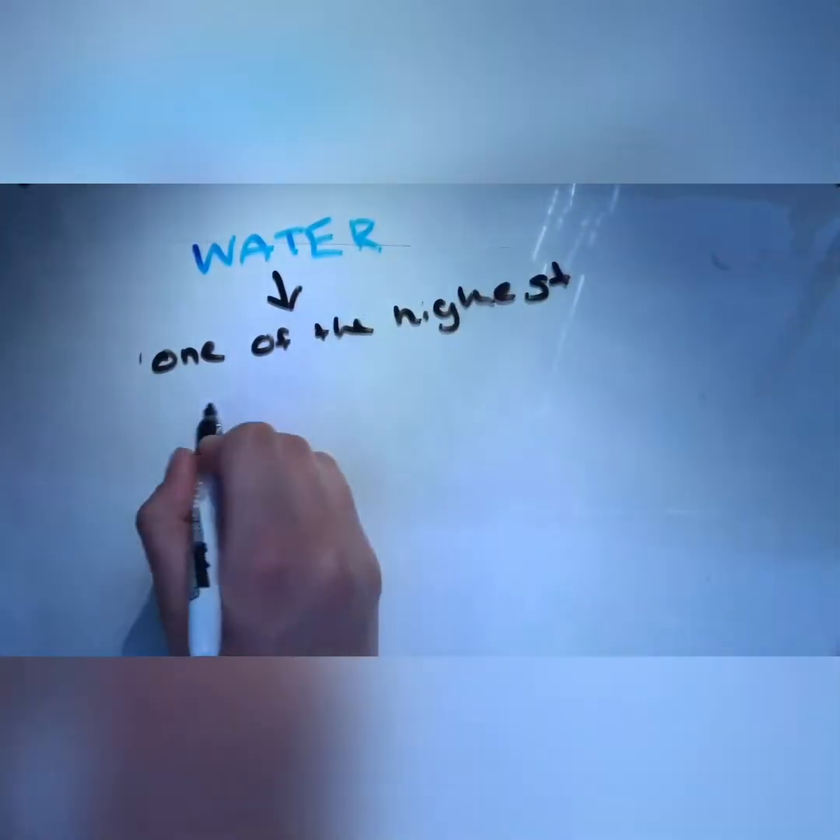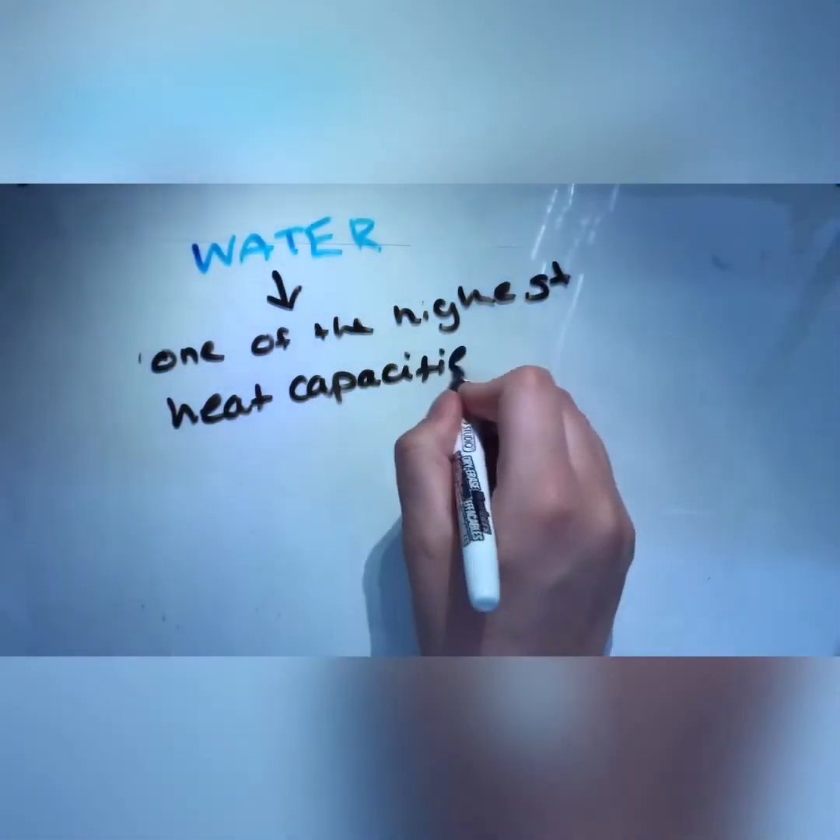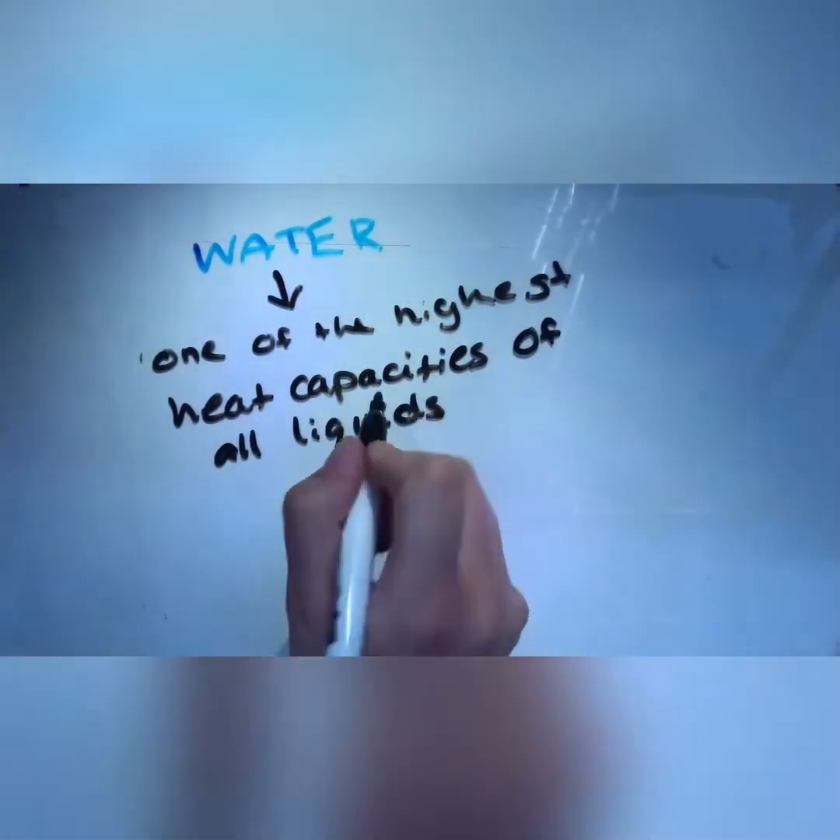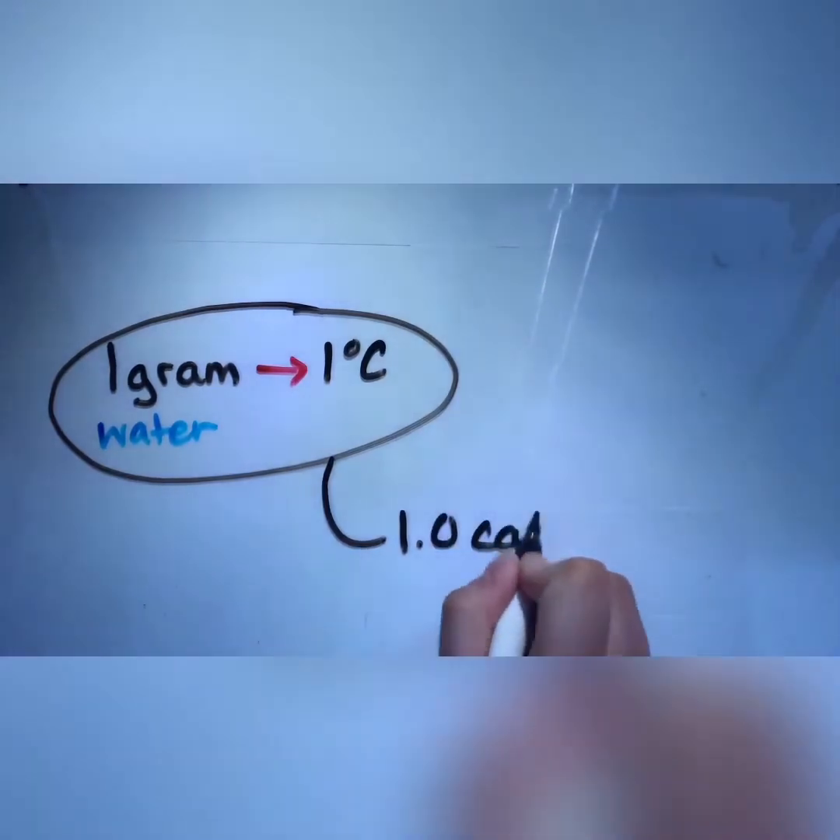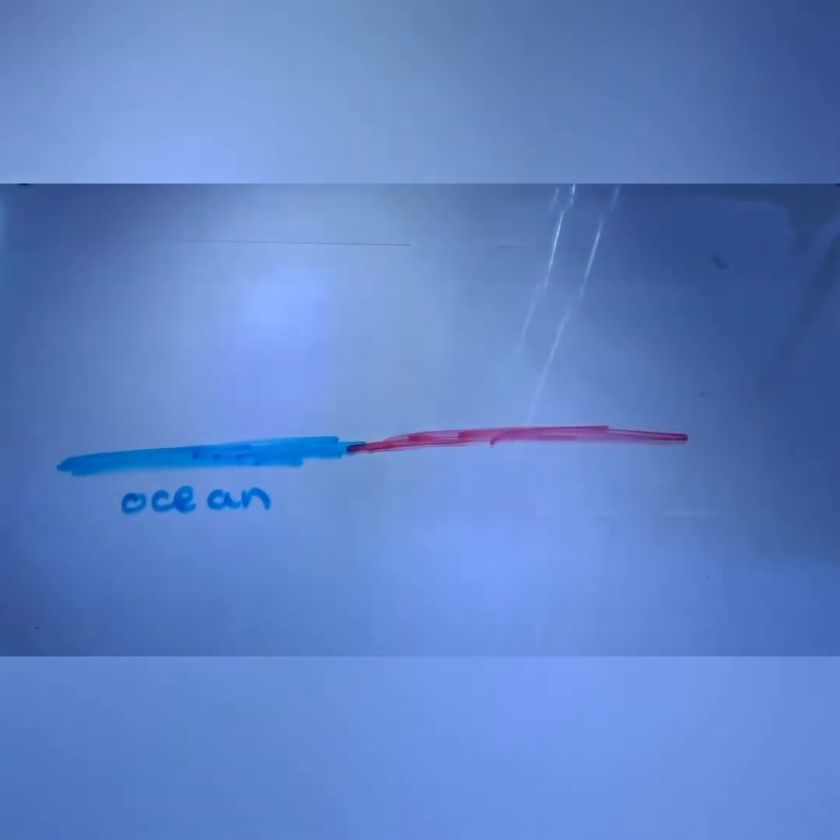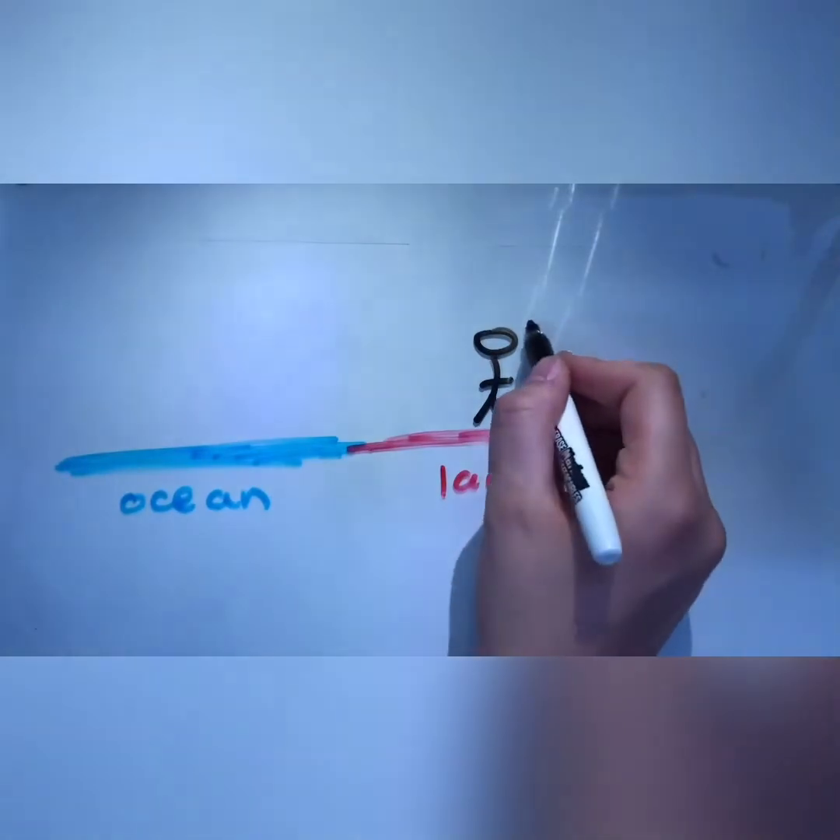Water has one of the highest heat capacities of all liquids because in order to change 1 gram of water 1 degree Celsius, it takes 1 calorie. This is why oceans are much cooler than land, since it has such a high heat capacity and requires more heat energy to warm up.